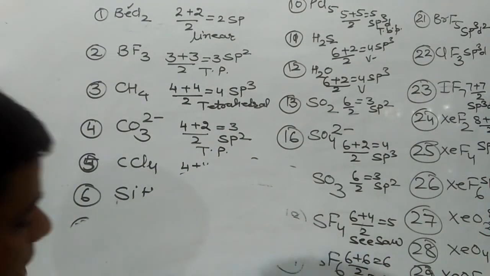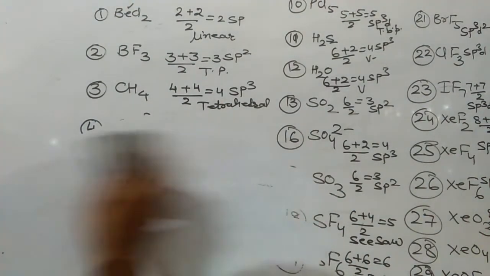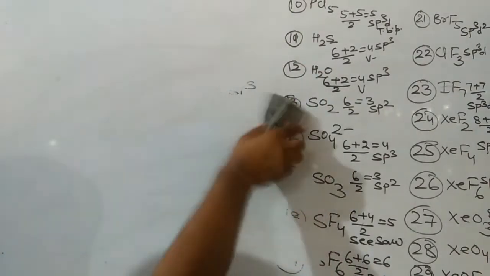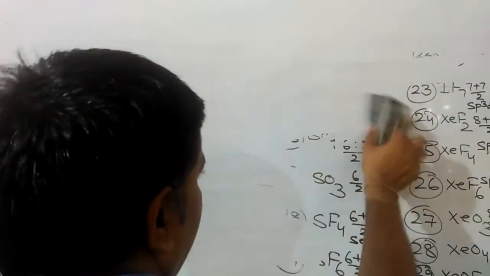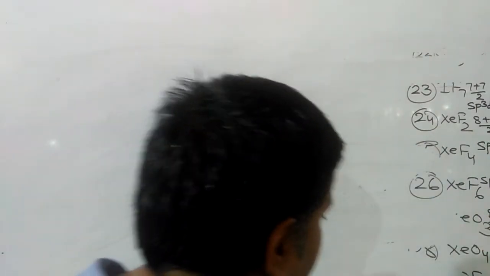Next we have to discuss about organic molecules and their hybridization, and the first case is 1,3-butadiene. In 1,3-butadiene, what is the hybridization state of each carbon?